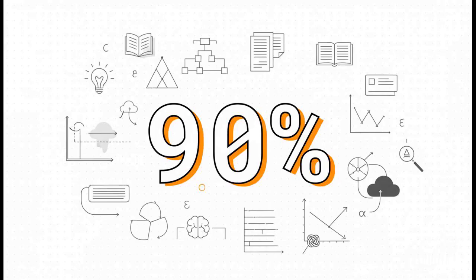Let's dive in. Look at this number, 90%. This isn't just some random stat. It represents the huge amount of time and effort that goes down the drain when we read research papers without really truly understanding them. It's the reason so many of those late nights in the library just end in total frustration.